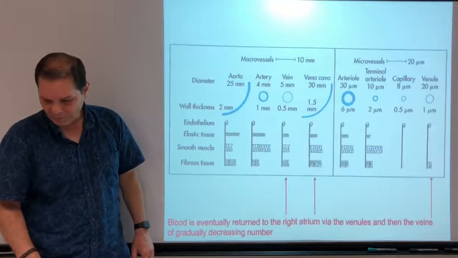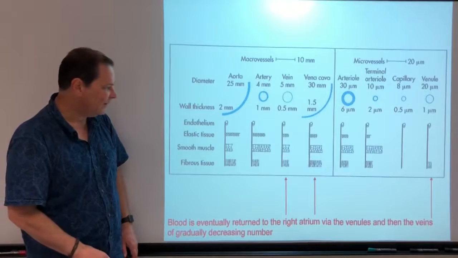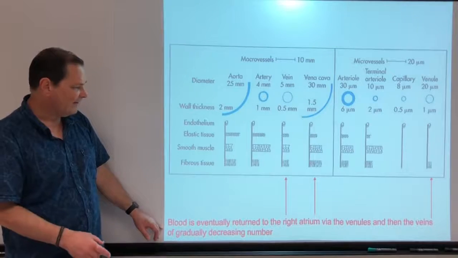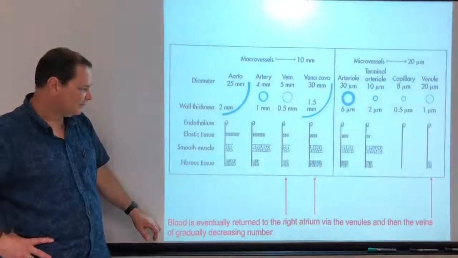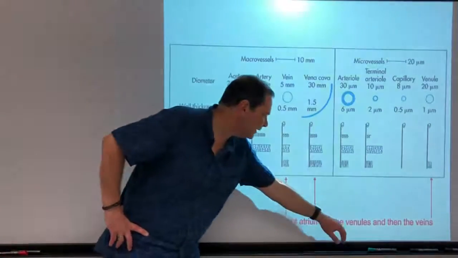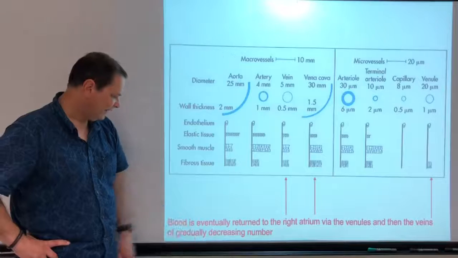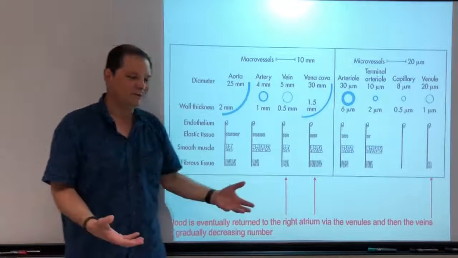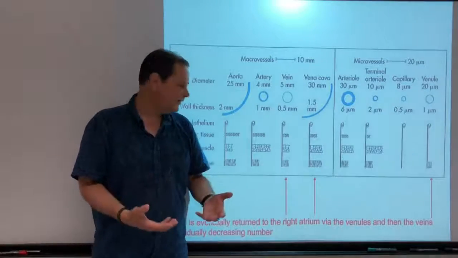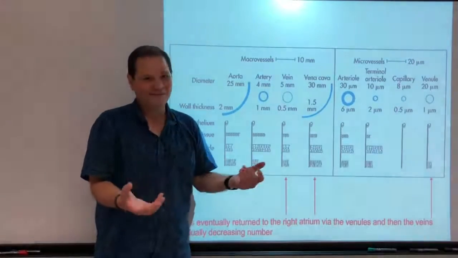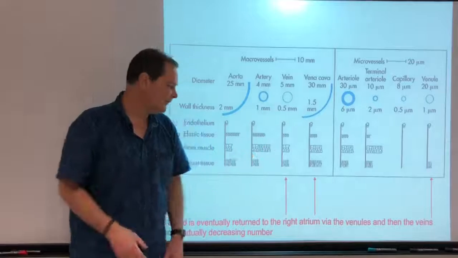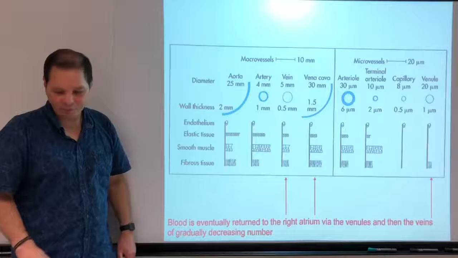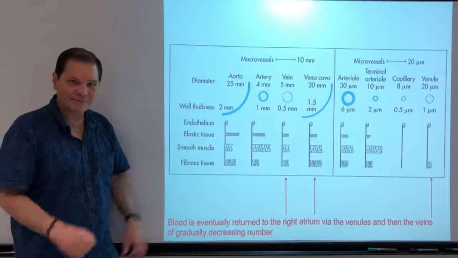Okay? And then finally we have the venous compartment. Here the blood is returned to the right atrium through the veins. The venules dump blood into the veins, and the veins dump blood into the atrium. So you have more venules than you do veins. You have more veins than you do vena cava, which basically is what dumps into the right atrium. So you have a gradually decreasing number as you get closer and closer to the heart. And they get gradually bigger and bigger.